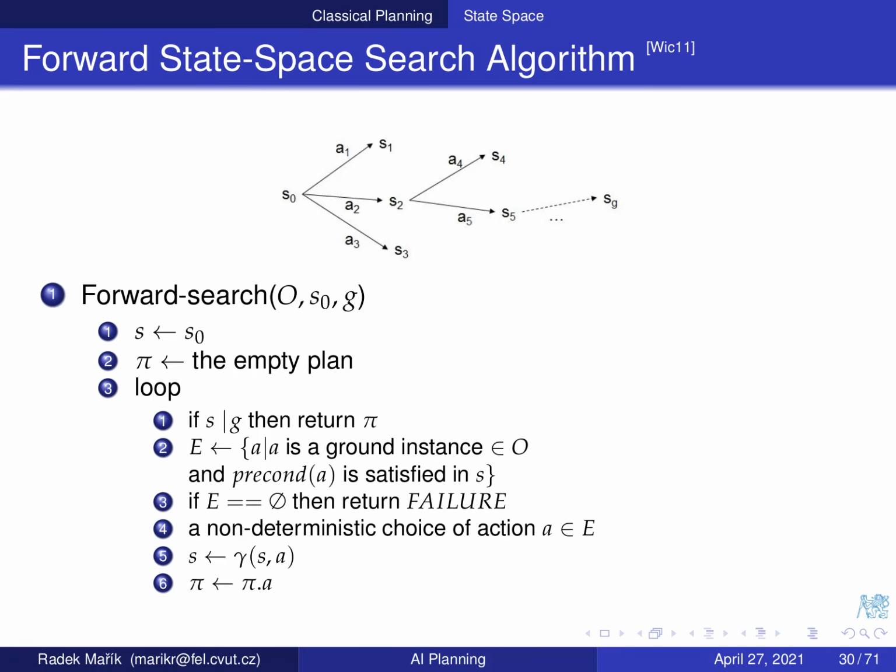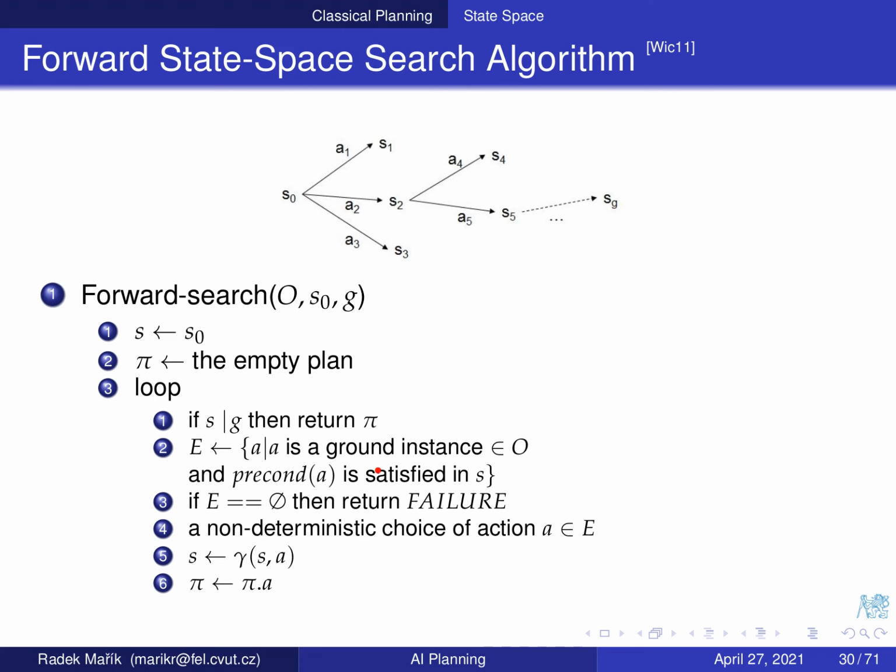There are basically two algorithms, from the general point of view. One of them is that the search is performed in the forward way, that means from the initial state to the goal state. And it can be described quite easily: at the beginning you are in the initial state, and you have an empty plan. If the state satisfies the goal, then you know that the plan is already known.